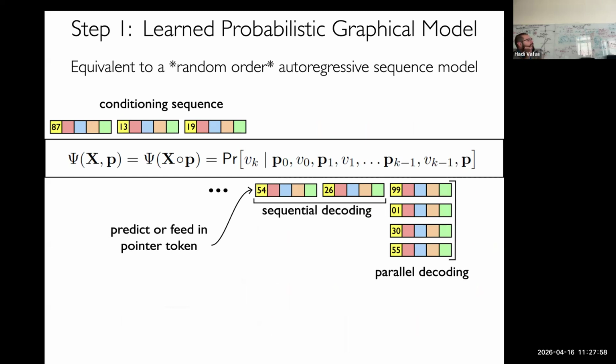If instead of this image-like thing, you do a sequence where the sequence is interleaved pointer tokens and values, pointer, value, pointer, value, and a pointer at the end, then the whole problem of learning that PGM boils down to the sequence problem of learning this sequence design, as long as you're learning it in random order. Why is random order important? Because you want to be able to condition on any subset of the variables. With random order, the sequence problem forces you to learn to predict the conditional distribution of any given token based on whatever else you might have given me already.